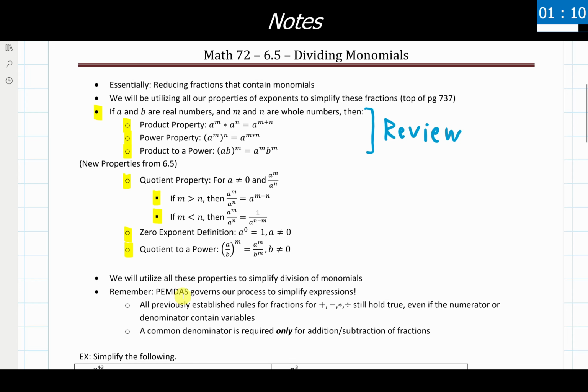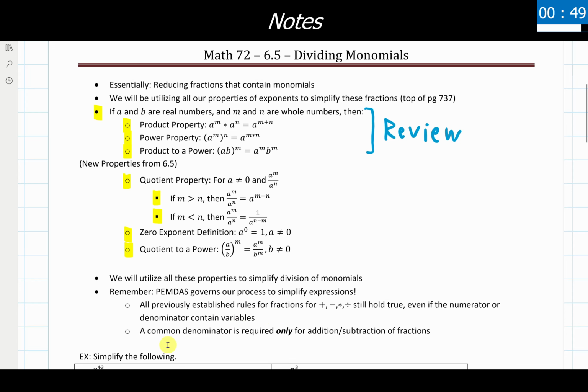It should also be noted that all of our previously established rules for fractions, for adding, subtracting, multiplying, and dividing them together, still hold true even if numerators or denominators do contain variables. Those properties and those rules are still the same and still established here.